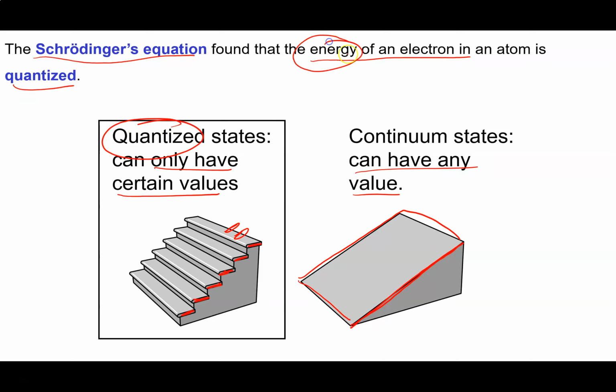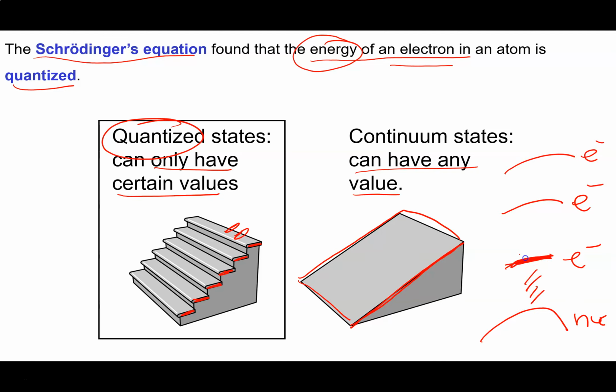So if the energy of an electron in an atom is found to be quantized, what do we mean by energy of an atom? We mean distance from the nucleus. So we find electrons at some distances, at very specific distances. So no electrons in here, but we find electrons here. No electrons in here, but we find electrons here. No electrons here, but we find electrons here.